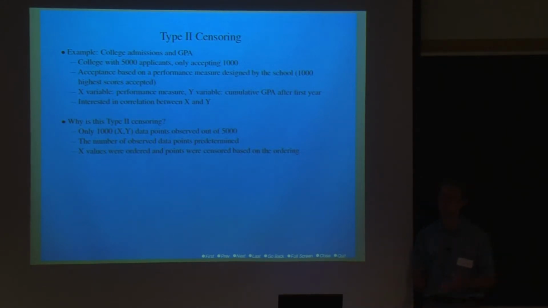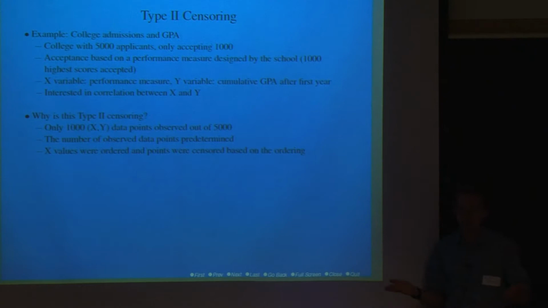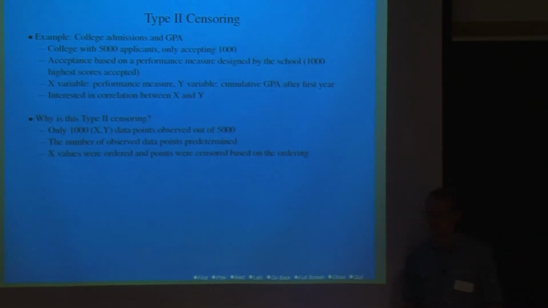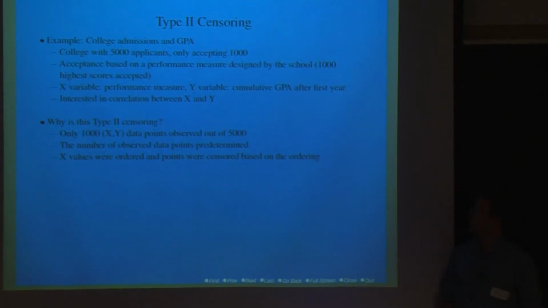So why is this type 2 censoring? Well, it's censoring in general because you only get to see 1,000 of the data points. We don't have data for the other 4,000. We don't get to see the 4,000 that weren't admitted. We don't get to see their GPAs. In particular, it's type 2 censoring because the number of observed data points was predetermined. The college already knew they were only going to accept 1,000 students.